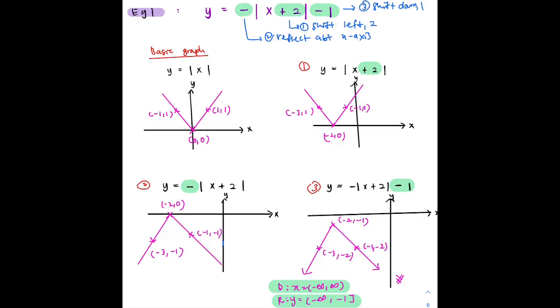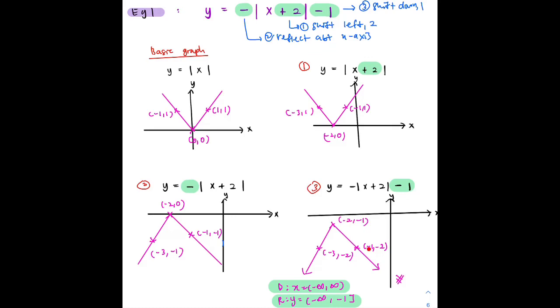You can check whether this graph is correct or not. For example, let's take this point here, (-2, -1). We can try to fill in when x is -2. When x is -2, plus 2 is 0. So minus 0 is 0, 0 minus 1 is -1. So this point is correct, (-2, -1).